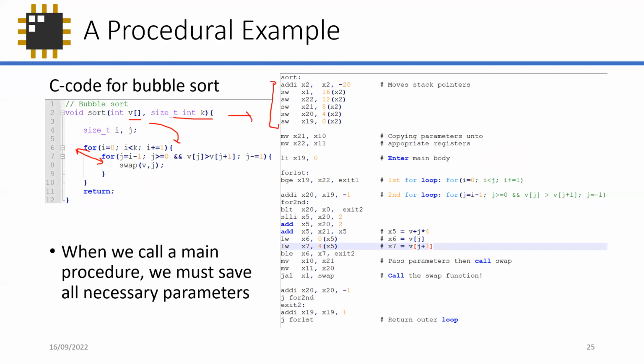wherein it moves the stack pointer and saves certain values, right? It could be i, it could be j, it could be k, it could be v. Because if you notice here, v is also being passed on to swap. So it's like, oh, I'm going to need v again. So why don't we put it in memory? That's why it's using store word.